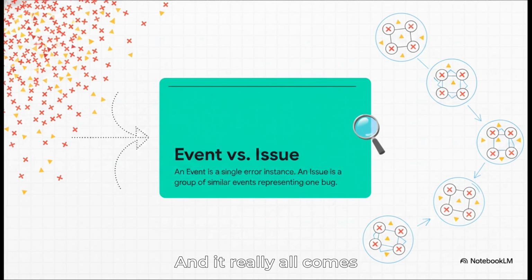And it really all comes down to 2 simple words: event and issue. Think of an event as a single snapshot. It's the raw data from one specific error that happened at one moment in time. But an issue is what we actually care about. It's a smart folder, a collection of all the similar events that Sentry thinks point to the same root cause. Sentry's whole job is to turn thousands of these individual events into a clean, short list of actionable issues.